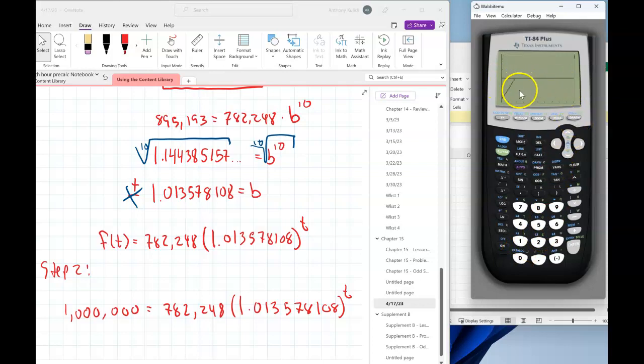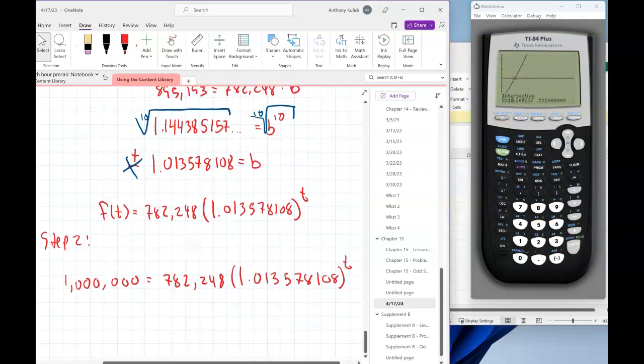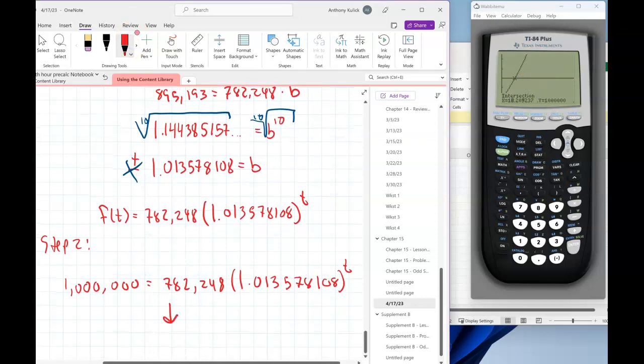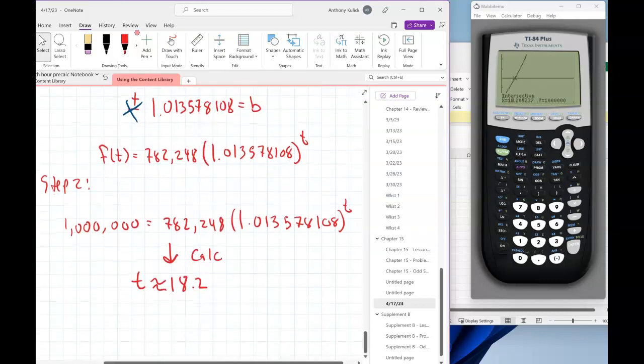So there's my 1 million line. There's my model. This is the point that I'm interested in, the intersection. So second trace, intersect command. I just need to press enter 3 times. So T is about 18.2. What does that mean though? Remember, T is the years after 1990.